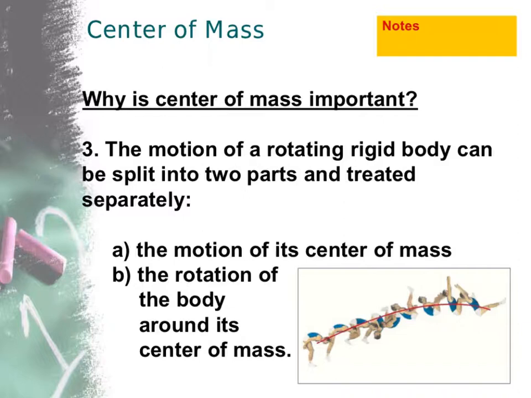So a third reason why center of mass is important is because when we start getting into rotation, sometimes we have things that rotate and move at the same time. A fancy word for move in physics is translate. If we have something that is rotating and translating, we can split its motion into two parts and treat those separately. We can deal with the translation, or the motion of its center of mass, and we can treat that separately from the rotation of that body around its center of mass. So we can treat rotation and translation separately.